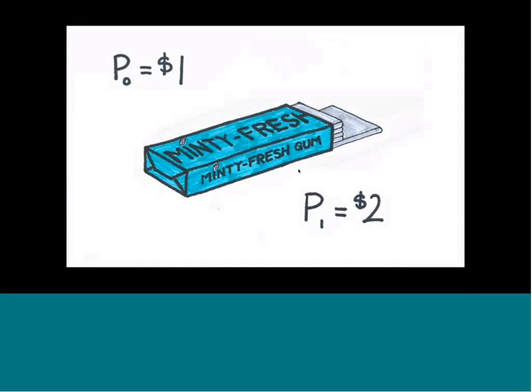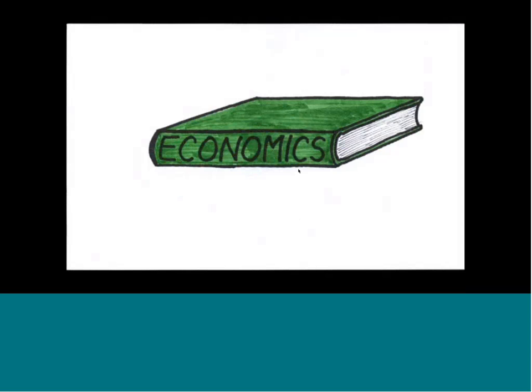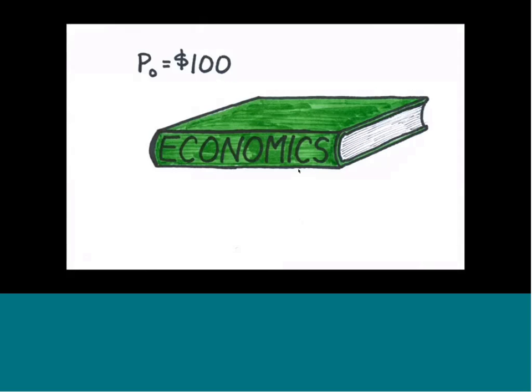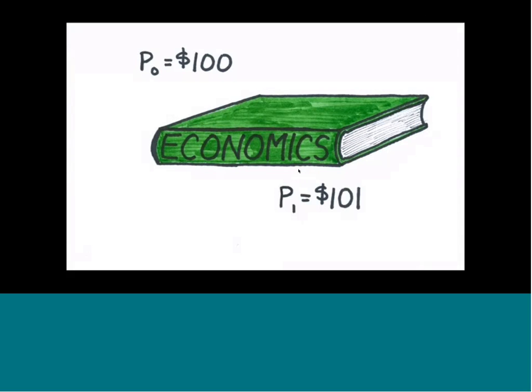What if we're talking about a textbook rather than a pack of gum? Originally the price was $100, now it's $101. This is still an absolute change of $1, but is it a big change or a small change? In this case, it's a small change. Price has increased by 1%. Bottom line is that we need to know not only the dollar amount of the price change, but also how this compares to where we started.